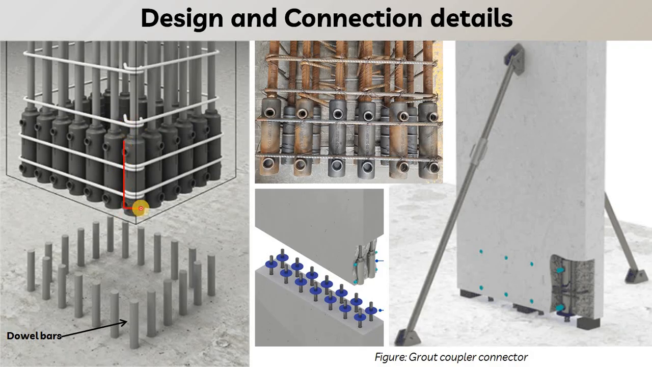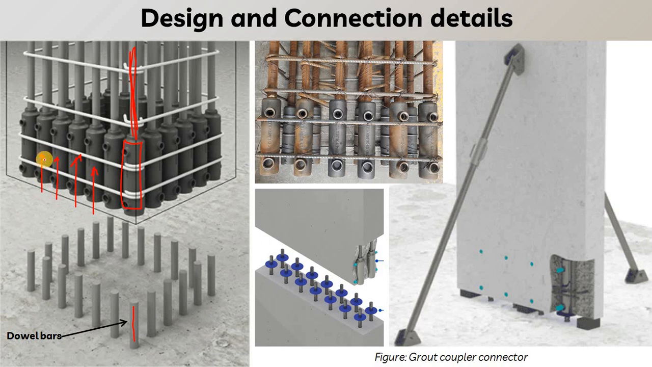So this is the coupler that is fixed in the column with the main reinforcement of the column, and then this is the receiving bar. We have this receiving bar which will be connected like this into each and every coupler like this. So this will be the connection detail.